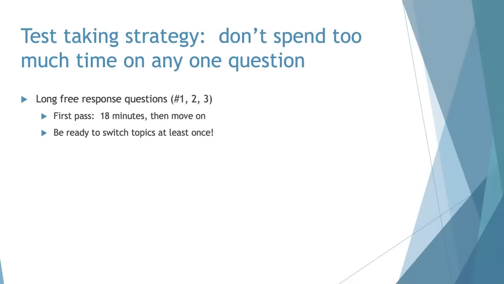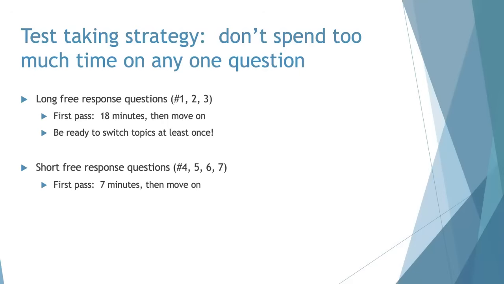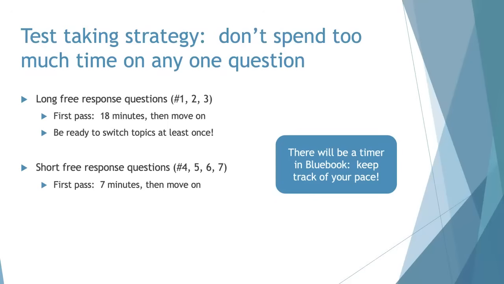Be prepared to switch topics as you're working through the questions. For the short free response questions, 4, 5, 6, and 7, which are worth 4 points each, I recommend that on your first pass through those questions, you spend 7 minutes and then move on. There will be a timer in Blue Book to help you keep track of your pace. So, note your start time and when you need to move on to the next question.